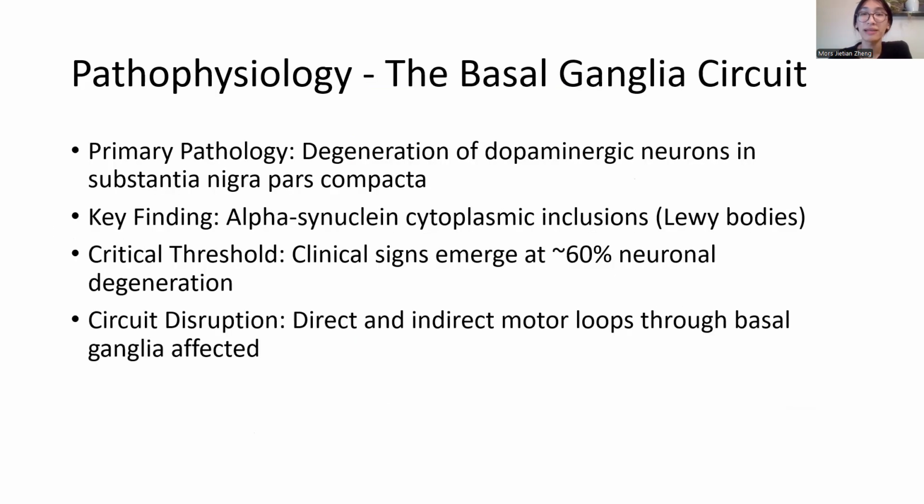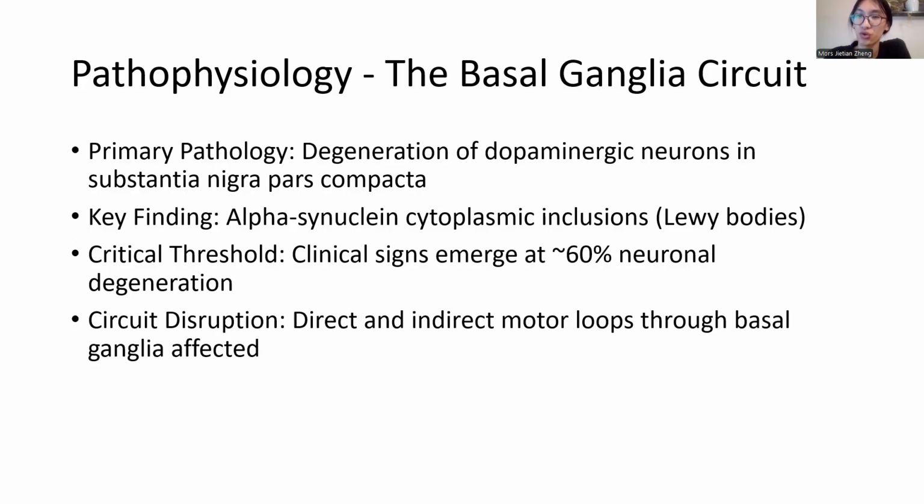So to understand why these symptoms occur, we need to look at what's happening in the brain. The primary pathology in Parkinson's disease involves the degeneration of dopaminergic neurons, okay, that is, brain cells that produce dopamine, specifically in an area called substantia nigra, pars compacta. This is part of the larger brain circuit called the basal ganglia, which is crucial for controlling movement.